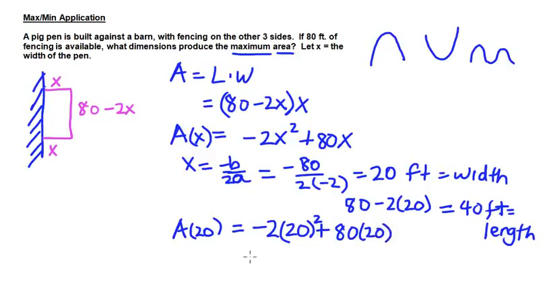And here we get 20 squared is 400, so 2 times that gives us a negative 800. And then 80 times 20 is 1600. It's positive. And so the final answer is a positive 800. And the units for area are going to be in square feet or feet squared. But let's make it square feet. And if we use these dimensions of 20 feet by 40 feet, we can see then that we will produce that area of 800 square feet.